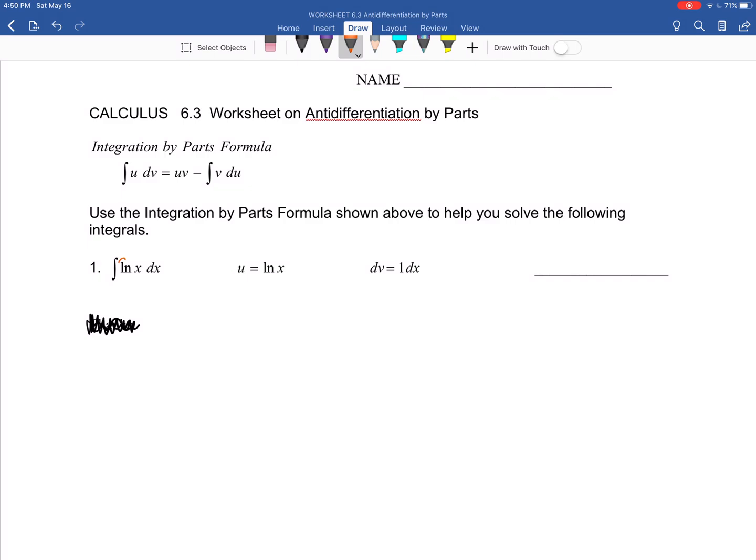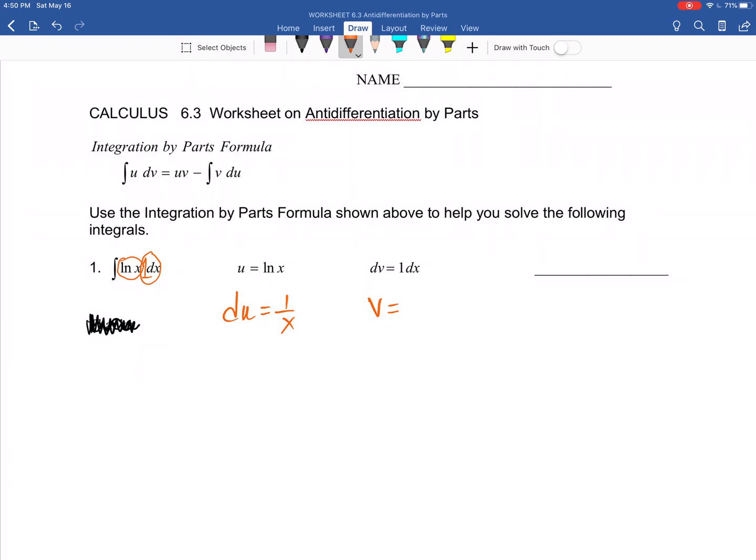So that would be that part right there. And let's use 1 to be the dv. Okay, that would be right there. So here we go, our first step. Du. Well, hey, if the u is natural log of x, what's the derivative of u? What's the derivative of natural log of x? 1 over x.